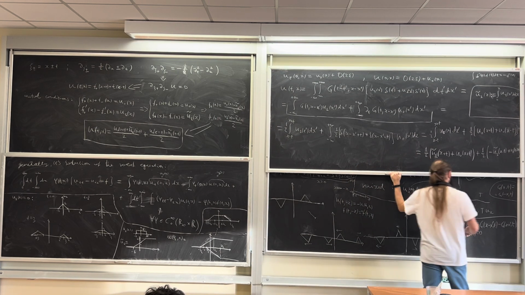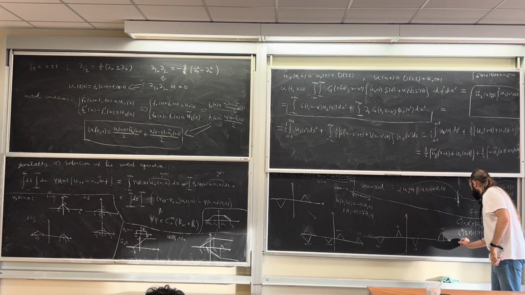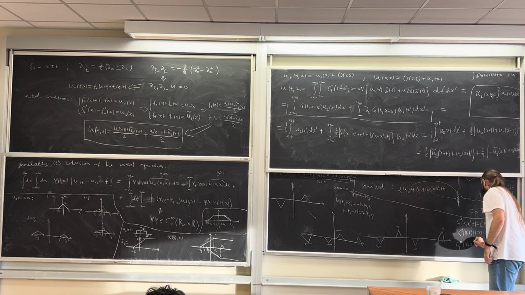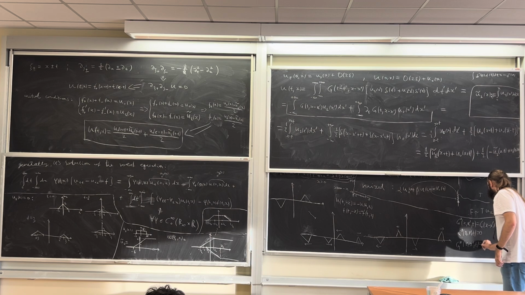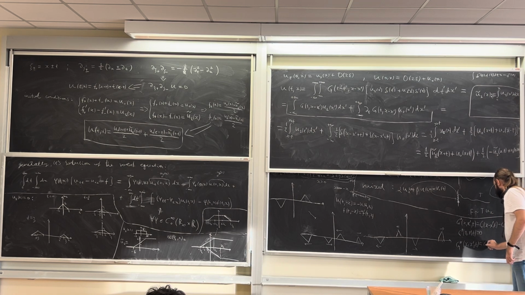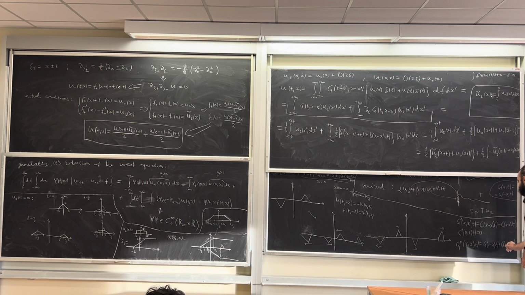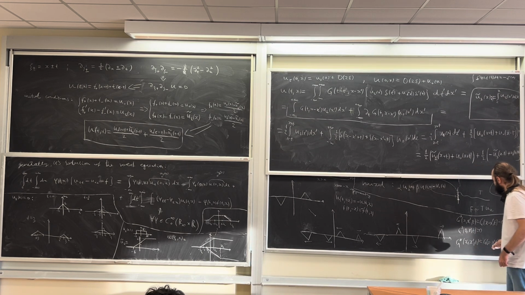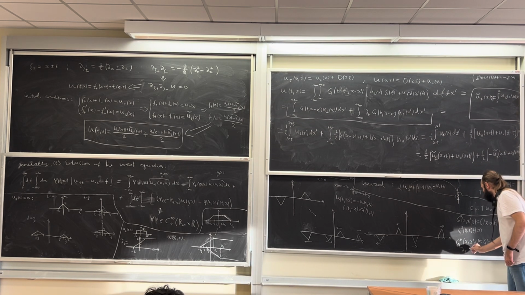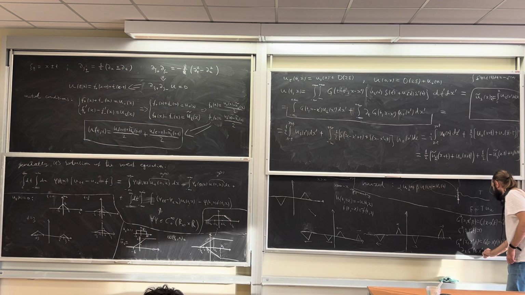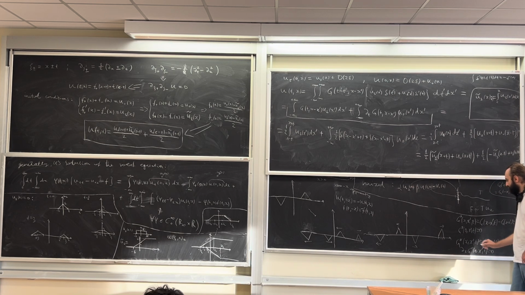And in the same way, we can write the formula for the Neumann Green function. G Neumann of x and x prime, t is G of x minus x prime, t plus G of x plus x prime, t. So the x derivative of G Neumann of 0, x prime and t is equal to 0.